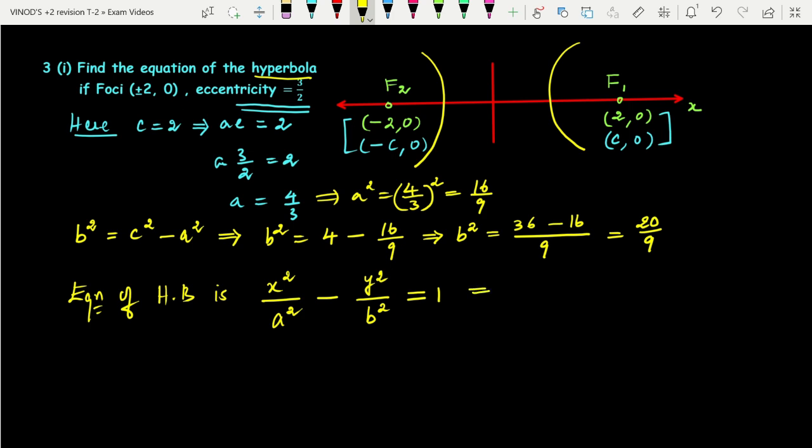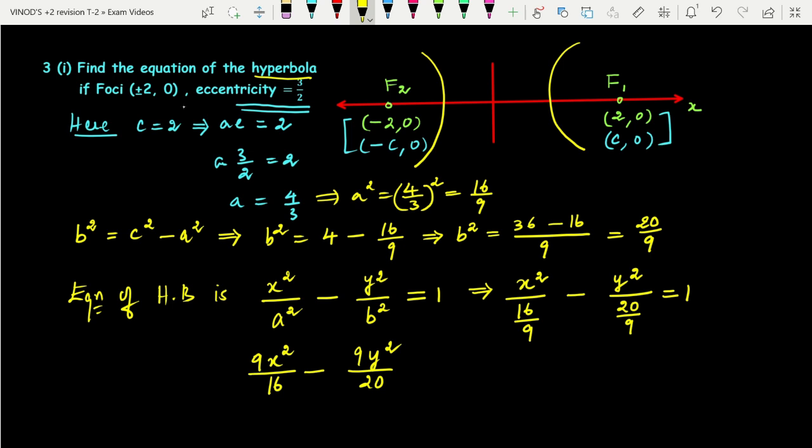Now substituting the a square value and b square value, we can write x square by 16 by 9 minus y square by 20 by 9. The denominator goes to the numerator. So this equation can be written as 9x square by 16 minus 9y square by 20 is equal to 1, which is the required hyperbola equation.